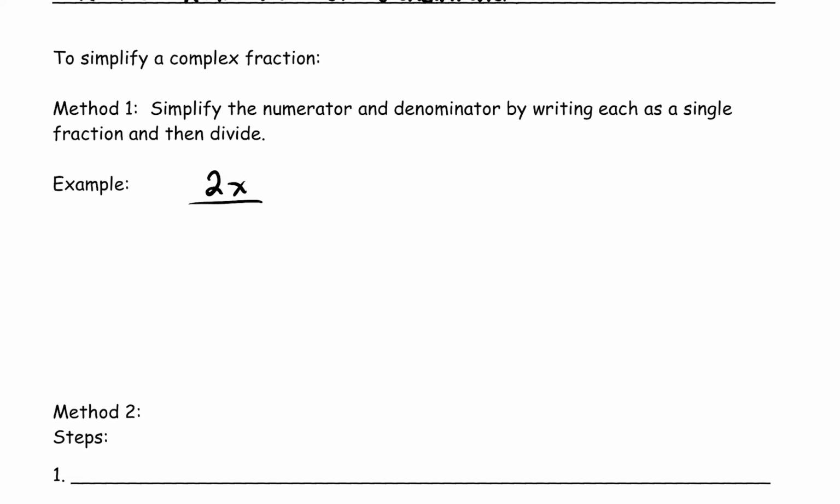2x over 1/3. We'll go ahead and write this as a single fraction, so we'd go 2x over 1 divided by 1/3. Right, whole numbers you can always write over 1, so that's all we did right there. And then we follow the steps that we had previously, the idea of multiplying by the reciprocal or keep, change, flip. So we go 2x over 1 times 3 over 1, which is just going to give us 6x.